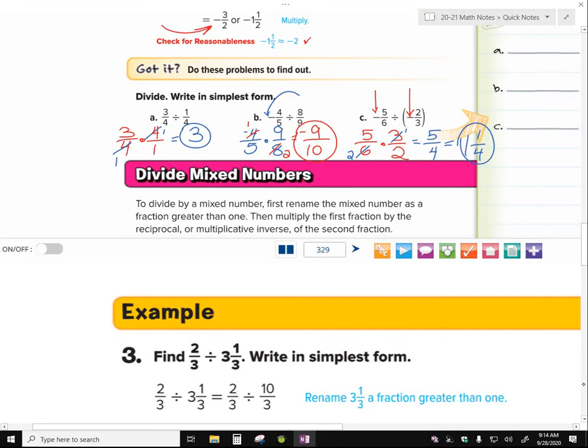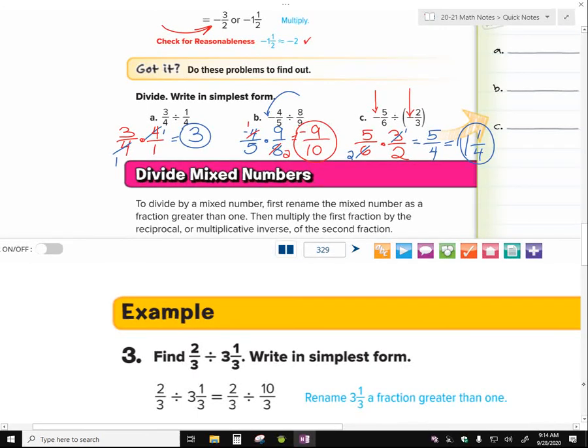I have for A, 3/4, I did the multiplicative inverse, multiplied by 4/1. I had a common factor of 4. So I divided 4 by 4, I got 1. I divided 4 by 4 and got 1. So it's 3 times 1 over 1 times 1, which is 3/1.